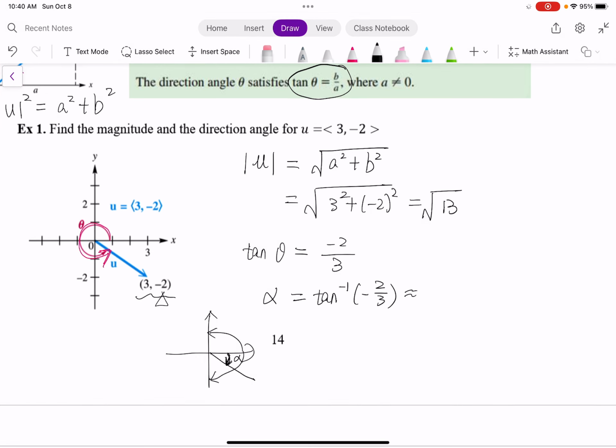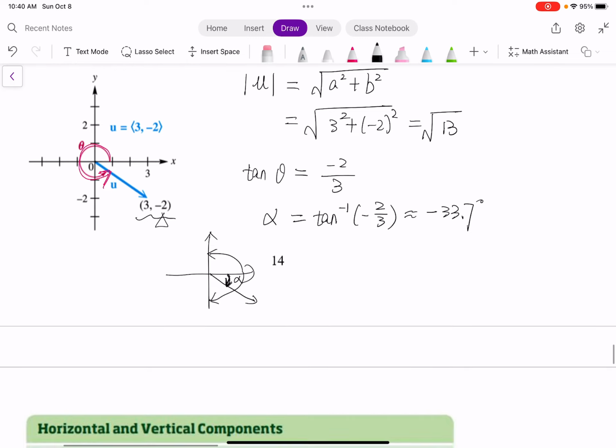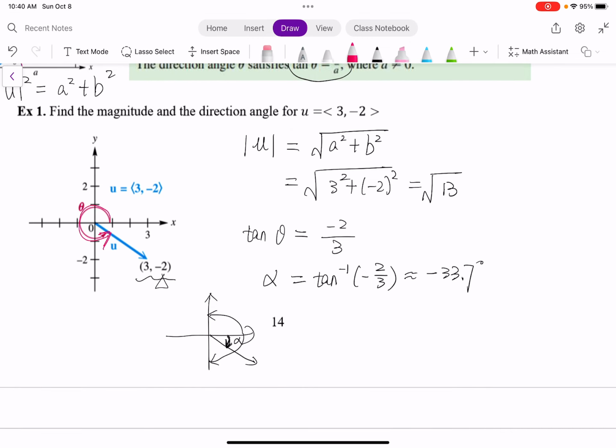Is about -33.7 degrees. Is this the value of theta? No, my calculator only gave me the angle rotated clockwise in the fourth quadrant. If I'm looking for the actual angle, let me draw the actual angle from the initial to the terminal side. How to find this angle?